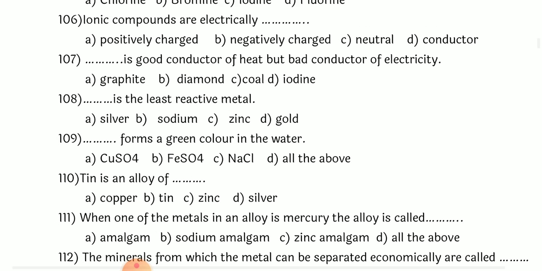Dash is a good conductor of heat but bad conductor of electricity. See, graphite is a good conductor of electricity. Coal is also a good conductor of electricity. Iodine, we don't know about iodine. But diamond is a good conductor of heat but bad conductor of electricity. Okay, so iodine is neither a good conductor of heat nor of electricity. So diamond is a good conductor of heat and bad conductor of electricity. So the option is B.